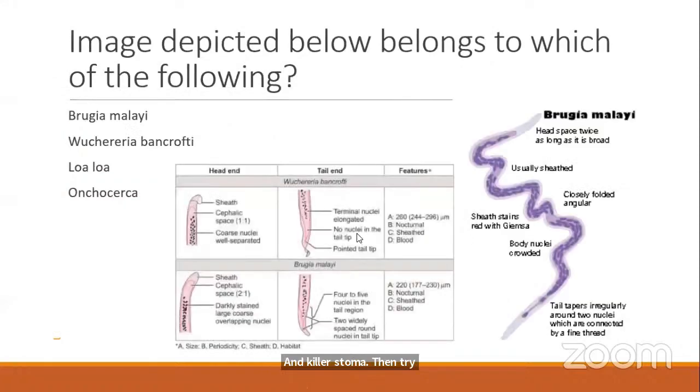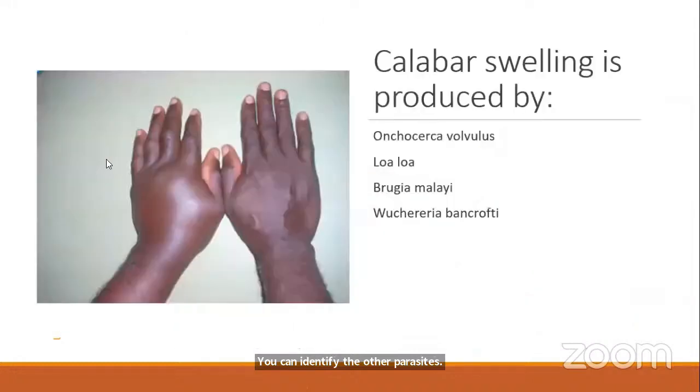So the image depicted below belongs to which of the following pathogens? Actually, given back in the table, yes, it is Brugia malayi. You can differentiate. Always remember, in Brugia there is B. Remember B for bi, so there will be two nuclei at the tip, and the head space is twice as long as it is broad. You can identify the other parasites by this tabular column. Okay, Loa is another parasite which I will be coming to now.